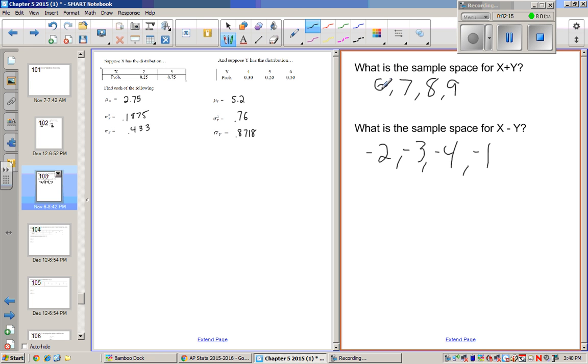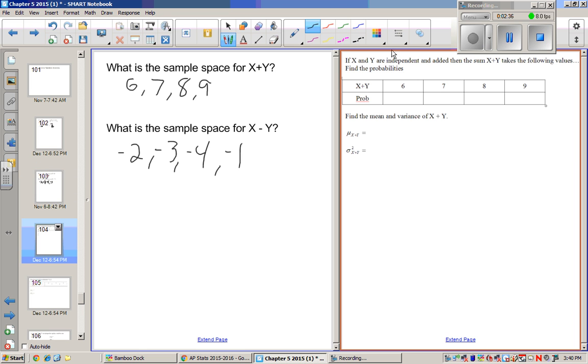Now, the probability of getting a 6, I get by doing 2 and a 4. And assuming that these are independent random variables, I can find that probability by multiplying those together. So I have 0.25 times 0.3, and that would give me 0.075. So on this next page, x plus y, 6 is 0.075.